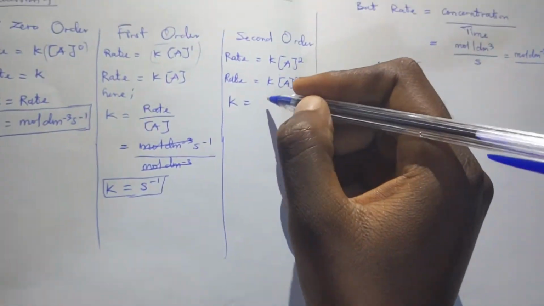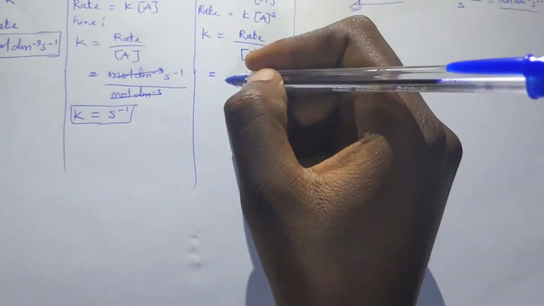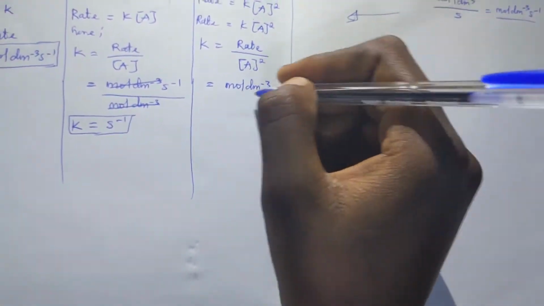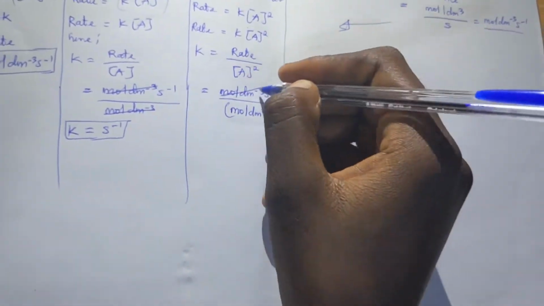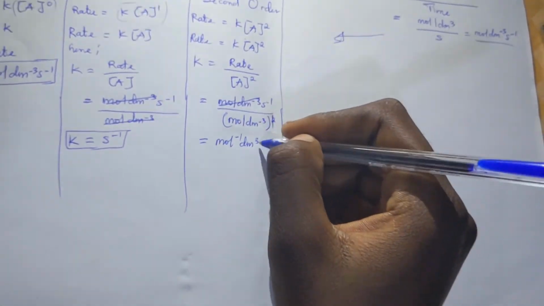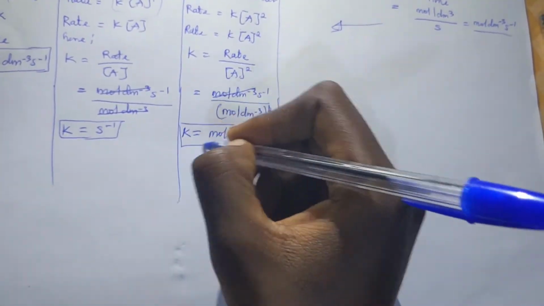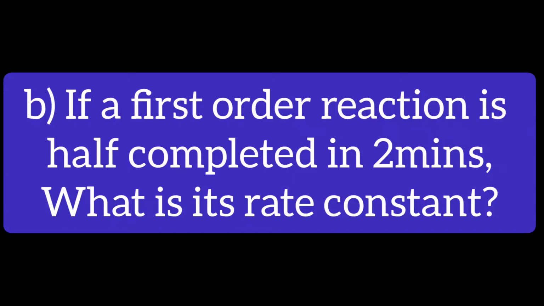While for the first order, if we make K the subject of the formula, K is equals to rate divided by the concentration of A. If we put the SI units as shown there, K will be equals to per second. Please follow up. While for the second order, K is equals to rate divided by the concentration of A to the power 2. Now we have 2 mole per dm cube. We do the cancellation, it will give us mole per dm cube per second.